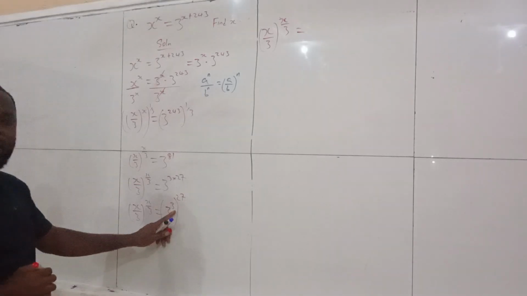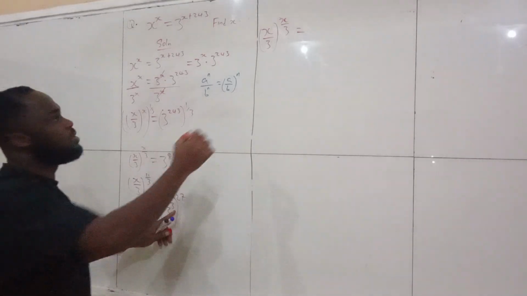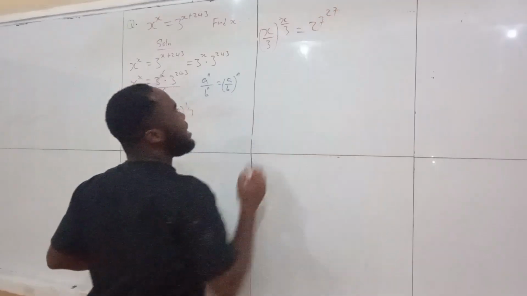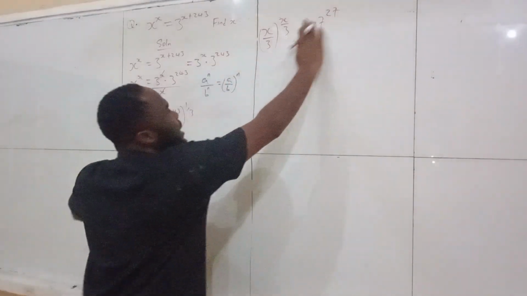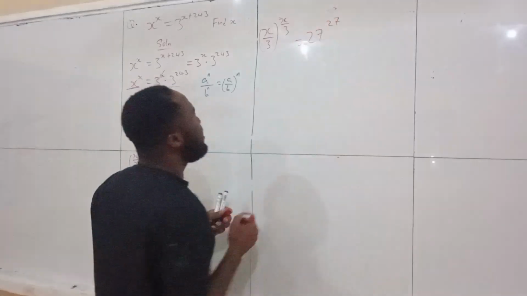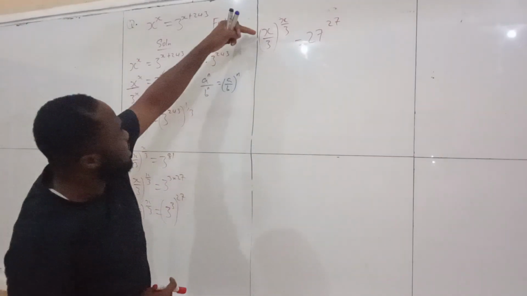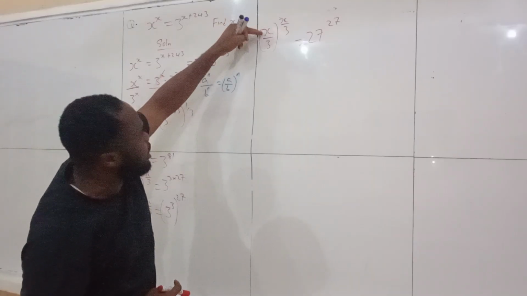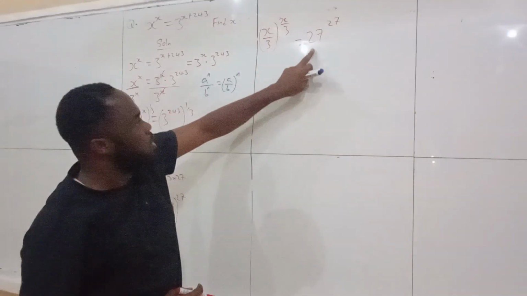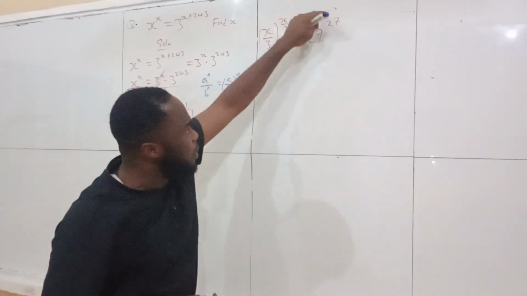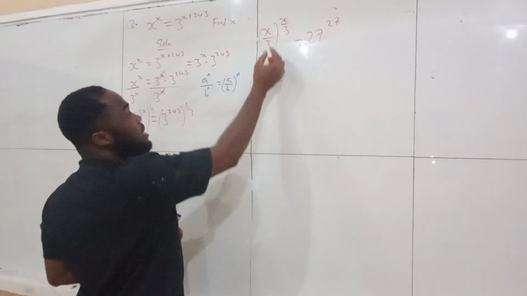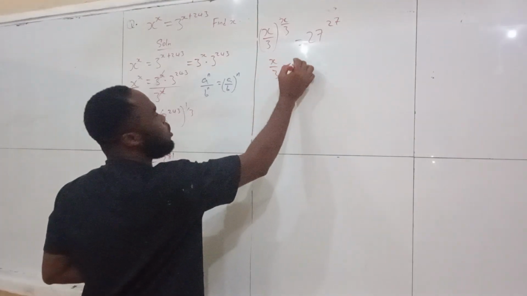Now, 3 raised to the power of 3 is 27. That means we have 27 raised to the power of 27. Can you compare both sides? Let me write it well: 27 raised to the power of 27. Now when you compare both sides, you see that the base here is x over 3 and the power is x over 3, equal to 27 raised to the power of 27, where the base is 27 and the power is 27. That means you can equate either the powers or the base. It simply means that x over 3 is equal to 27.